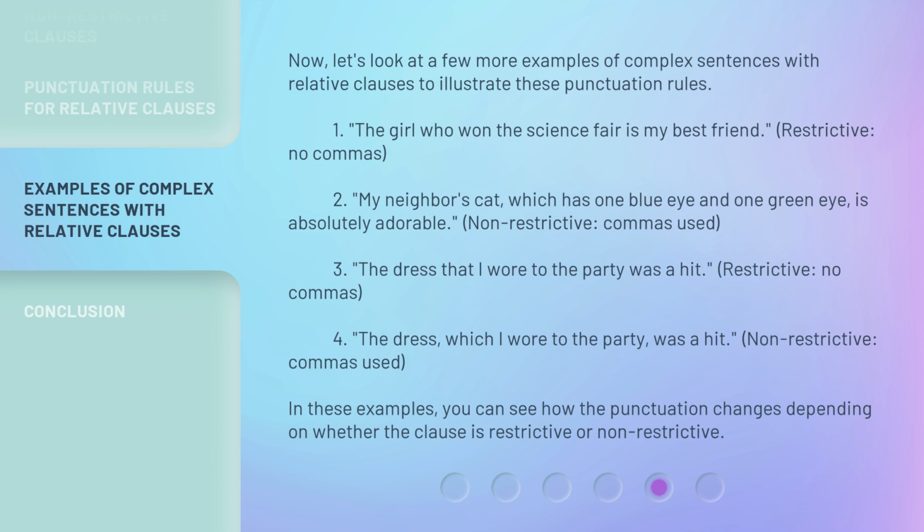Restrictive. No commas. 4. The dress, which I wore to the party, was a hit. Non-restrictive. Commas used. In these examples, you can see how the punctuation changes depending on whether the clause is restrictive or non-restrictive.